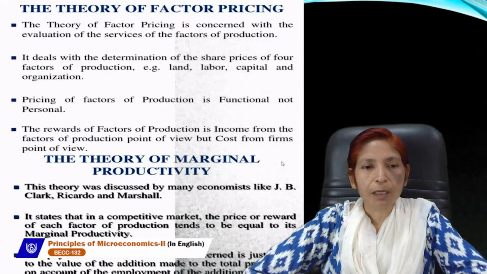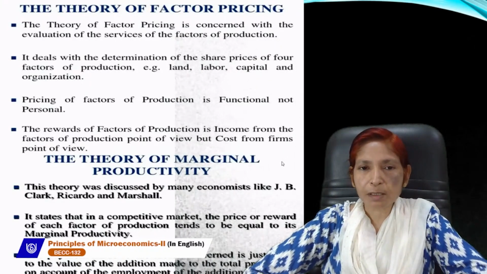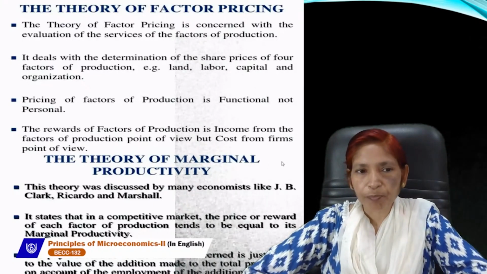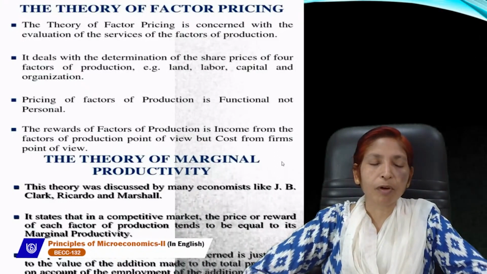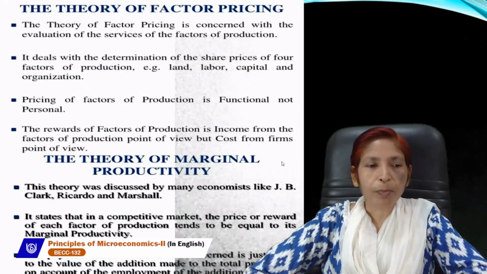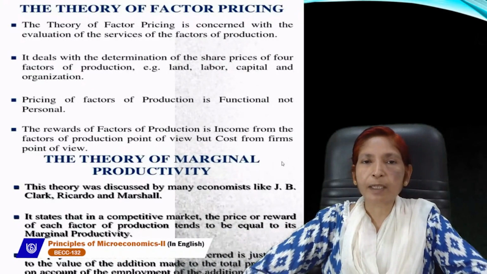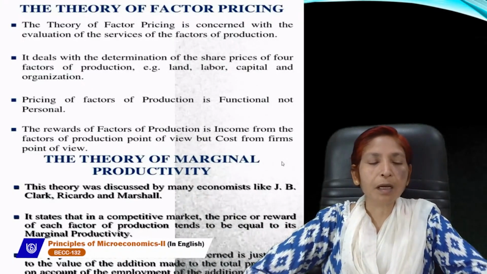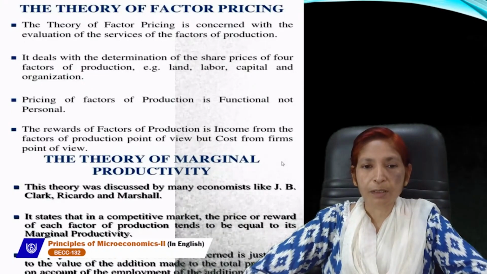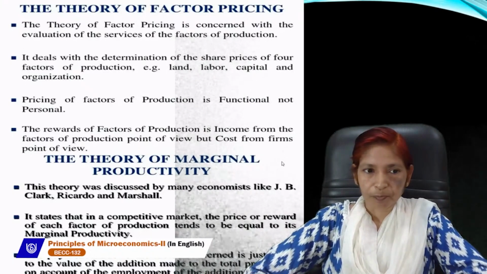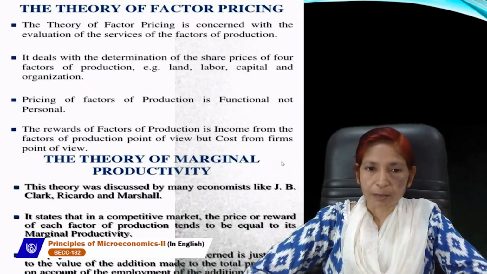Land takes reward in the form of rent, labor takes reward in the form of wages, capital takes reward in the form of interest, and the entrepreneur takes reward in the form of profit. So pricing of factors of production is functional, not personal. The reward of factors of production is the income of these factors and the cost of firms.